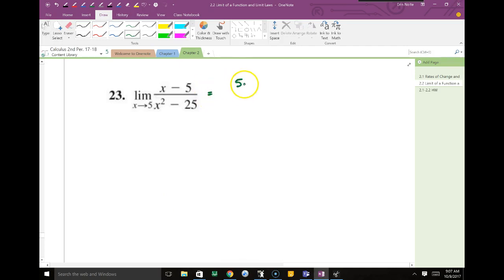I would get 5 minus 5 over 5 squared minus 25. So on the top I get 0, and on the bottom I get 0. Now this is really important for us to realize what's happening here. If I get 0 over 0.